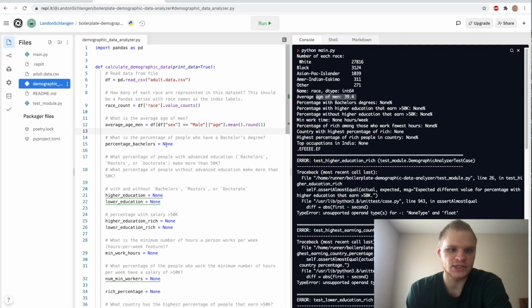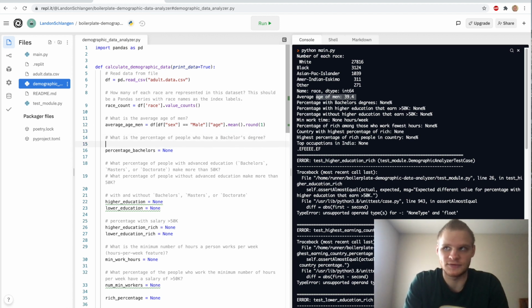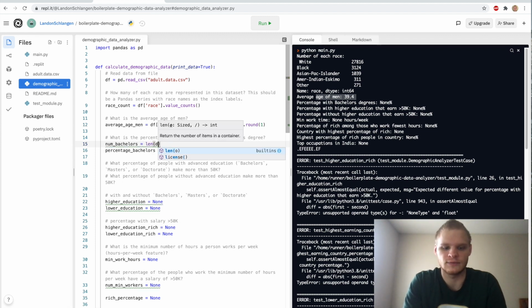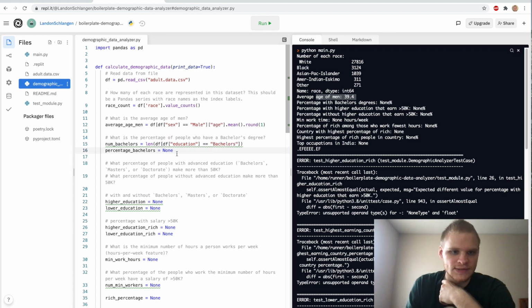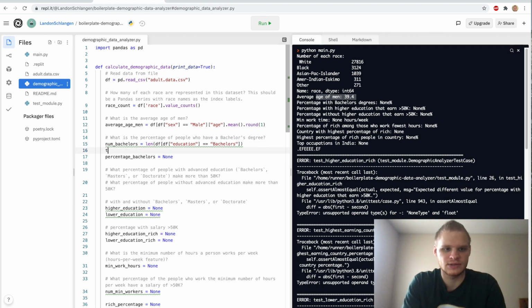Pretty neat. Percentage bachelors. This one requires a couple of steps. First thing we have to do is find the total number of people with bachelor's degrees. So I'm just going to do num_bachelors equals length of the data frame, where the series of education equals Bachelors. And that should work for that. So that's the number of people with bachelor's degrees. And then the total number of people is the length of the data frame.